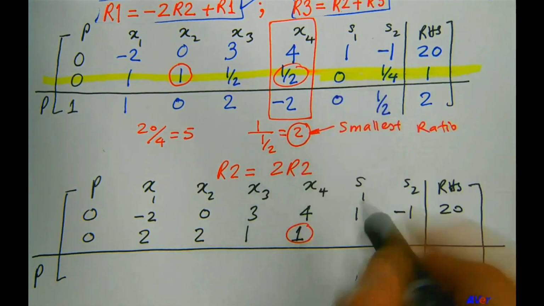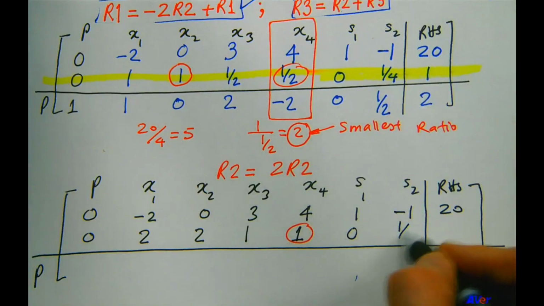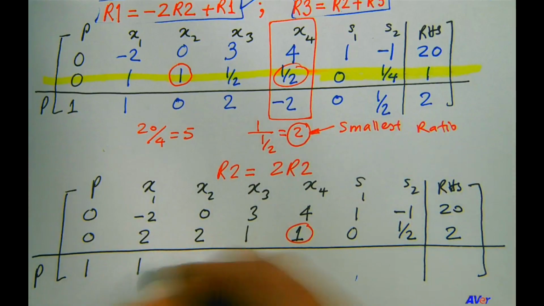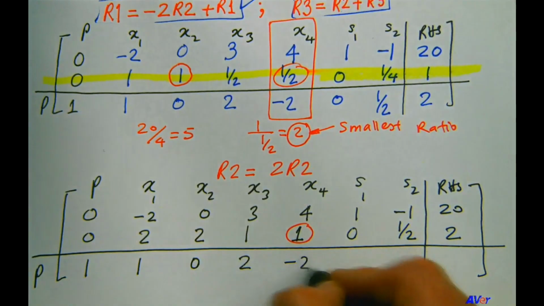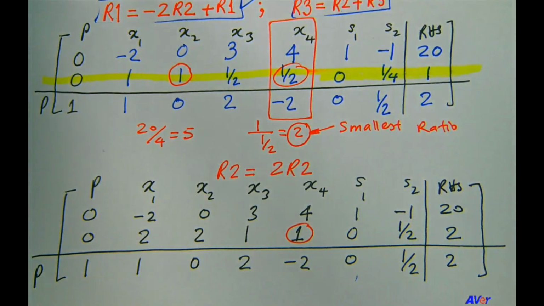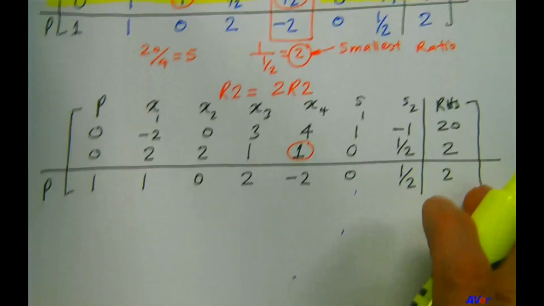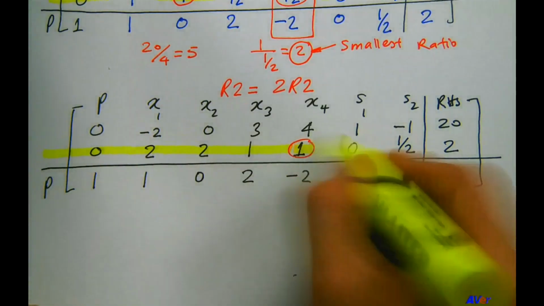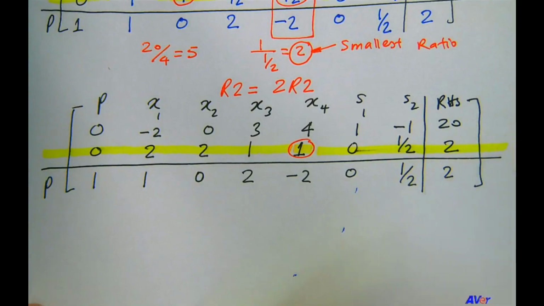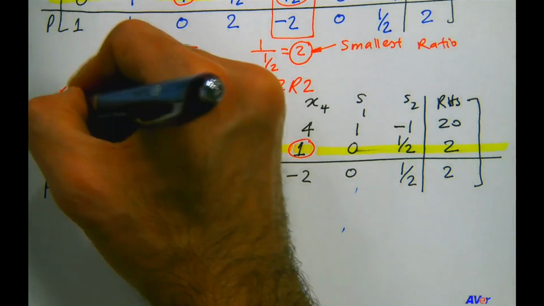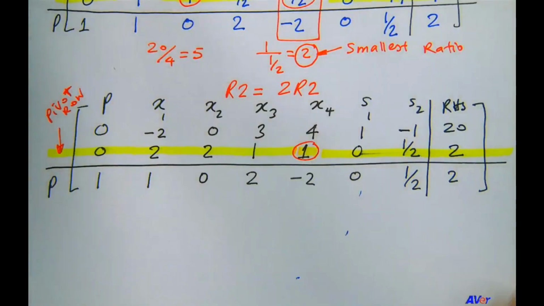2 times 0 is 0. 2 times 1/4 is 1/2. 2 times 1 is 2. The third row stays as it was. Okay, so just a reminder that this second row is our pivot row. That's our pivot row.